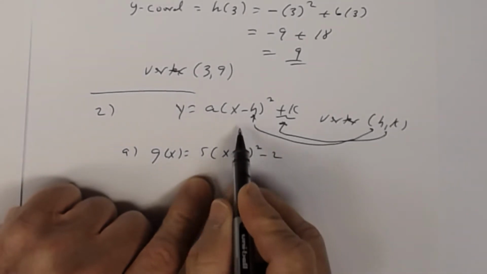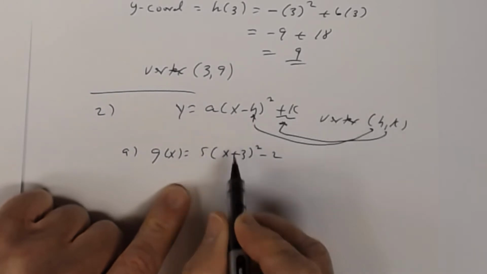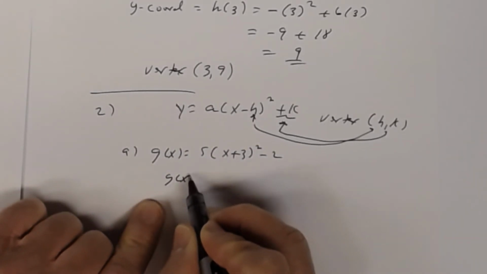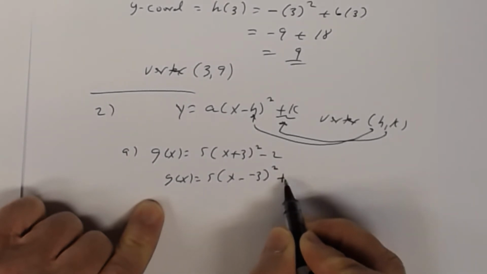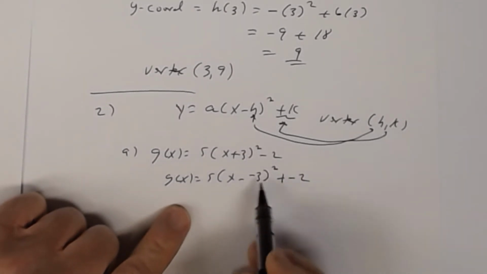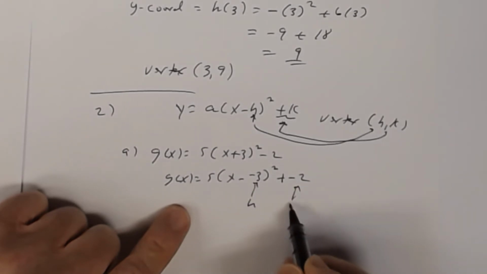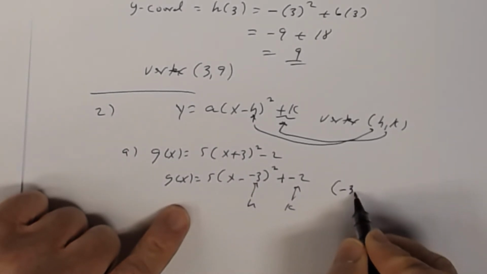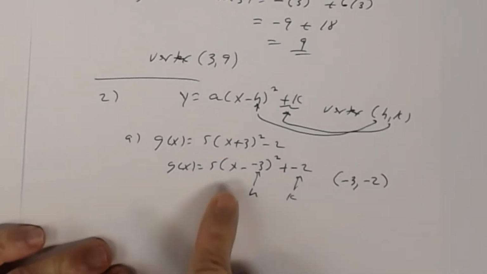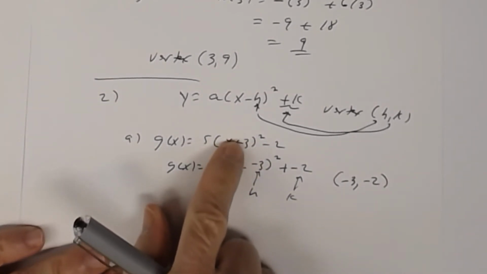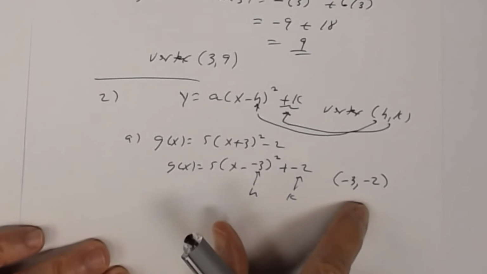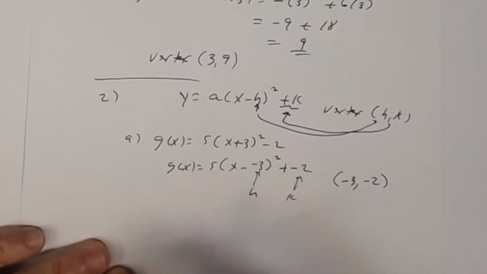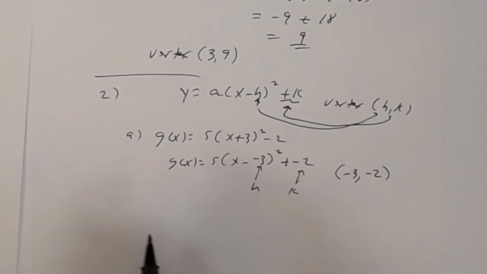But if you want to, you can also rewrite it in that form. To make it look like this, you would say g of x will equal 5 times x minus -3 squared plus -2. And so there is your h, and there's your k. So my vertex is -3, -2. That makes sense, because when you talked about transformations, this says I would take the parent function x squared and shift it to the left 3 units, hence the -3, and then down 2 units, hence -2. So that's letter A.